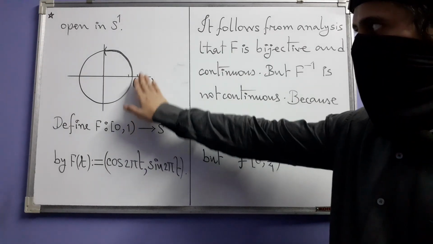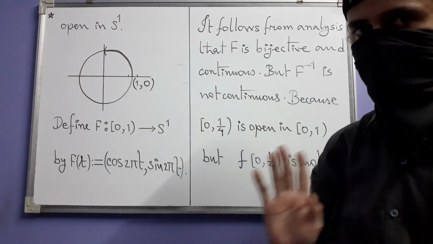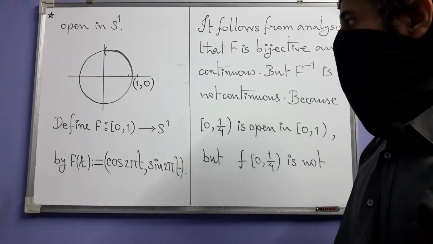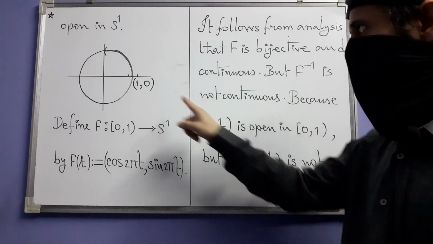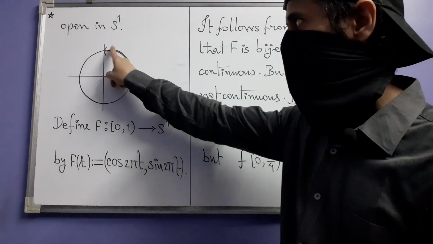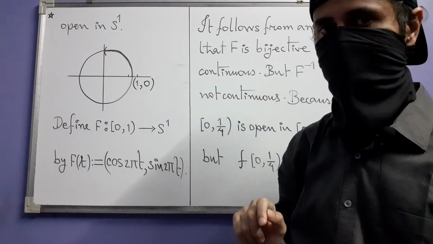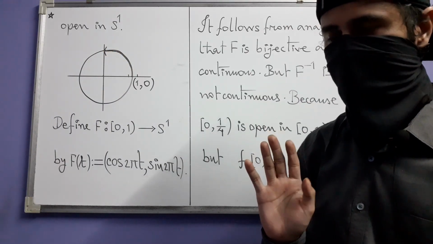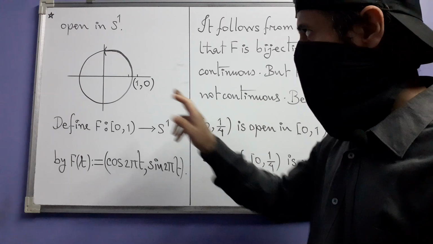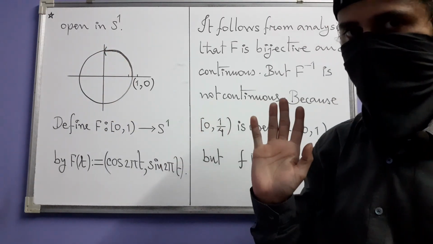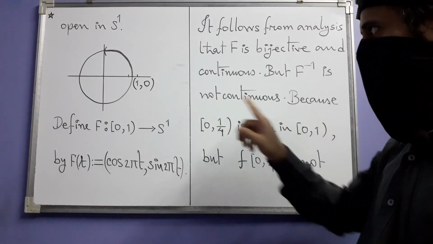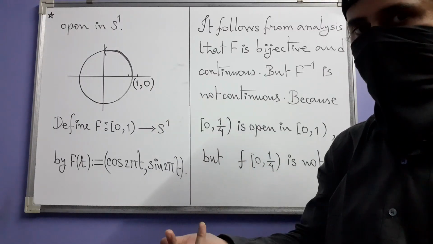So this is the space S1, the unit circle centered at the origin. And the image of this interval under f is this arc which lies in the first quadrant, such that this endpoint, which is (0, 1), is not there. It's not a part of this image, but this endpoint is there.